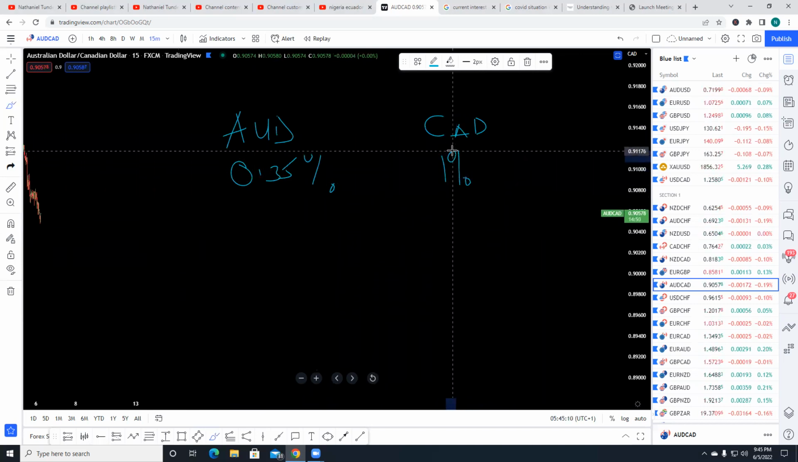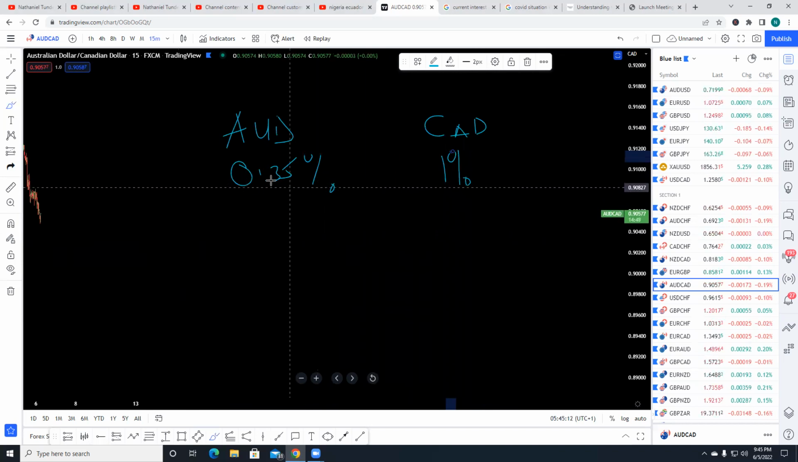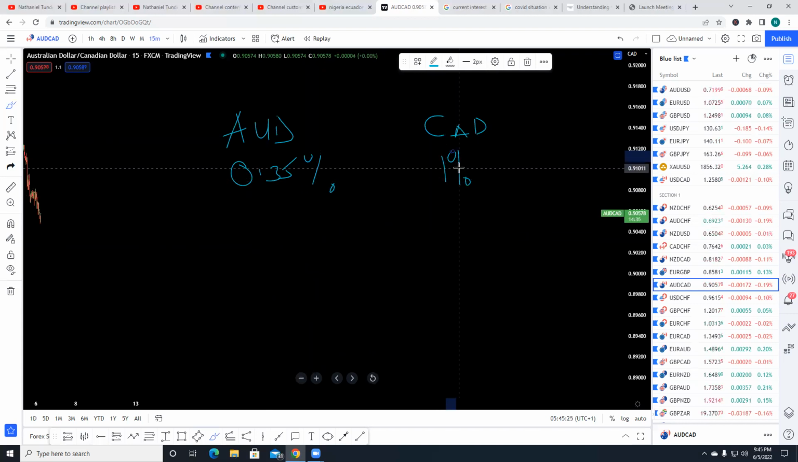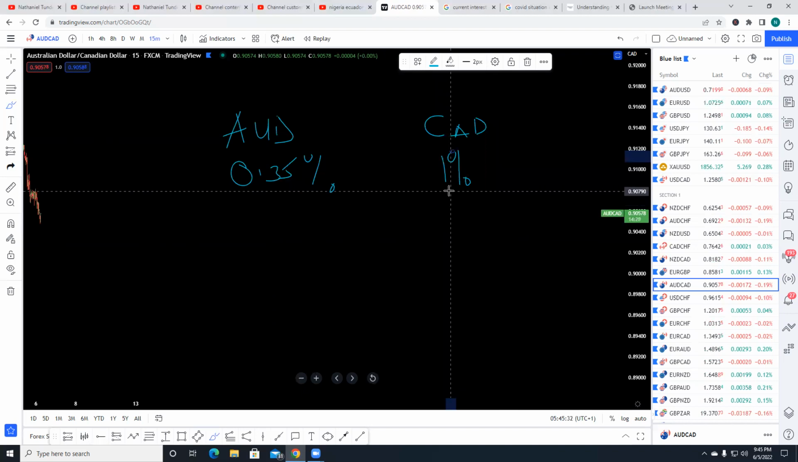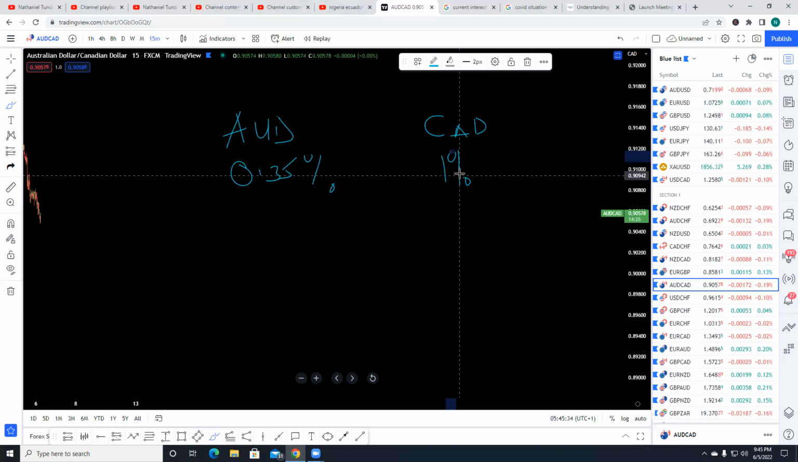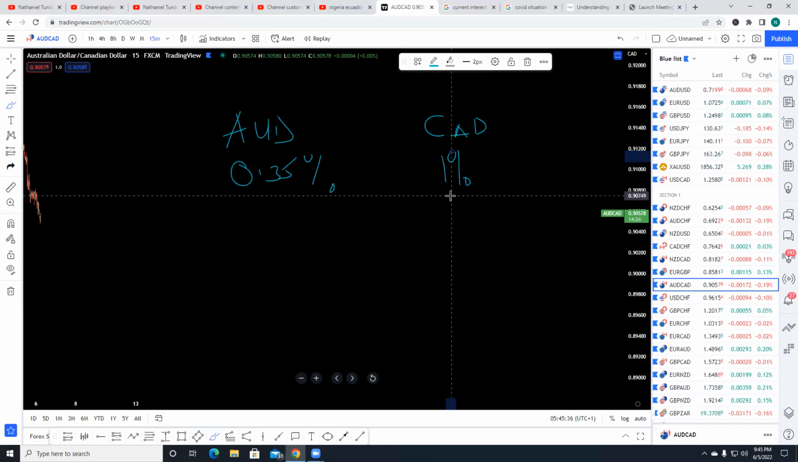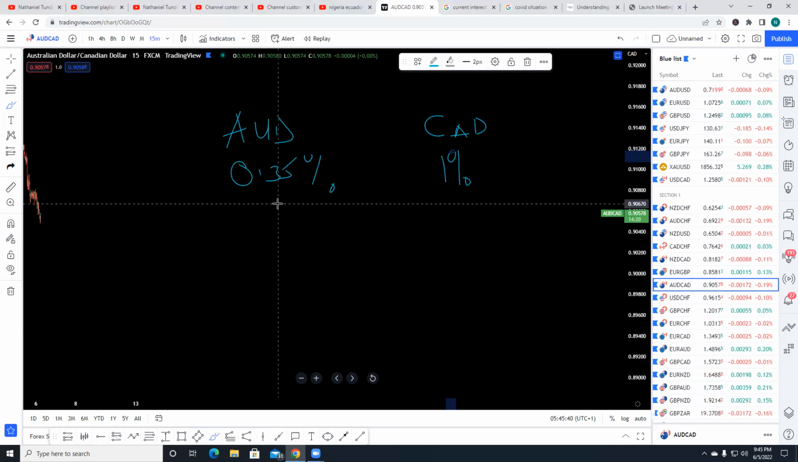What this means is that if you have to borrow money for investment in Australia, you are going to be paying 0.35% as interest. But if you do the same in Canada, you're going to be paying 1%. This means that it's more expensive to borrow money for investment in Canada than in Australia.